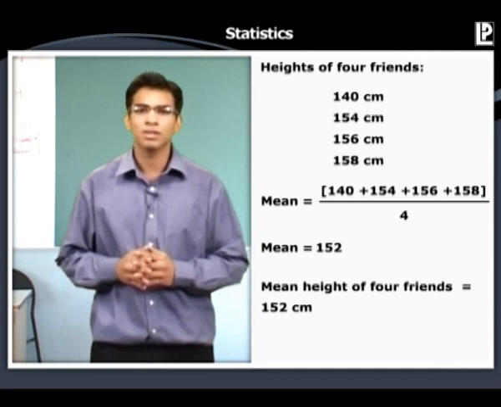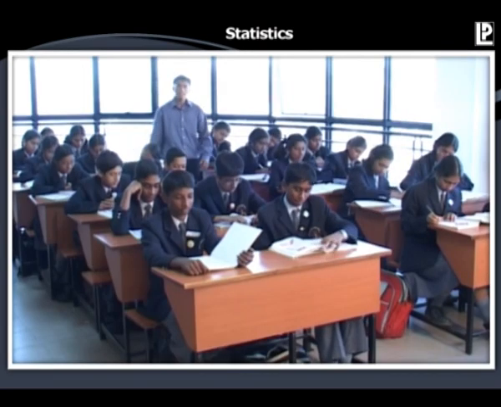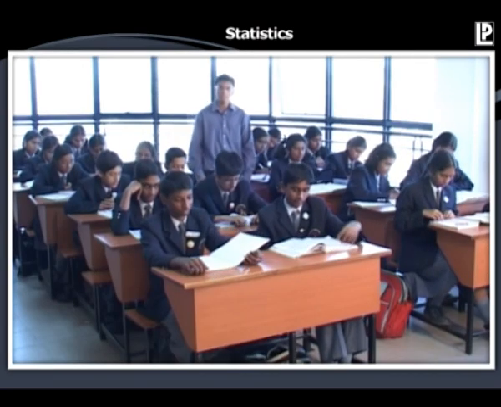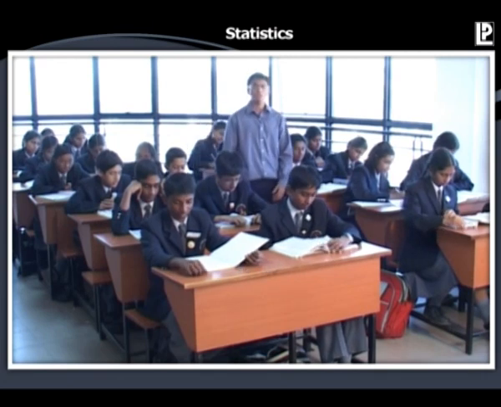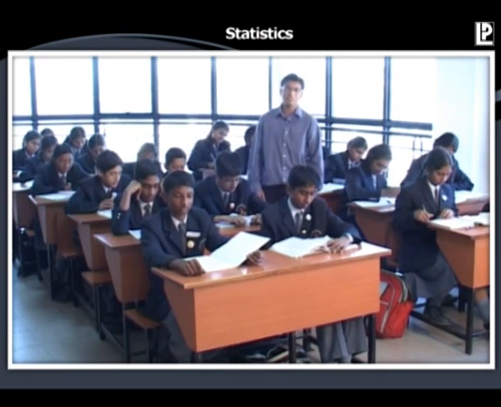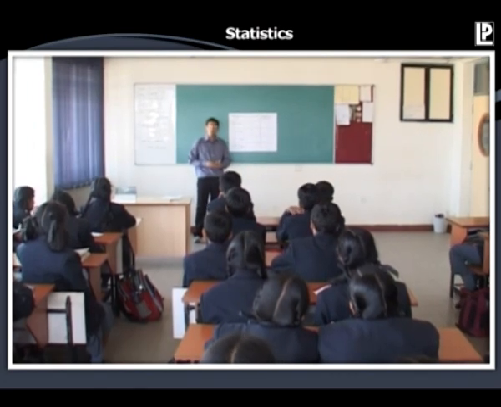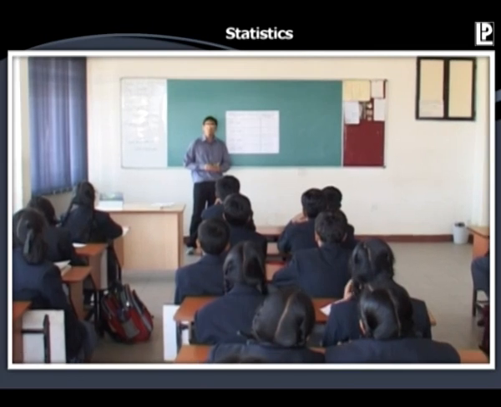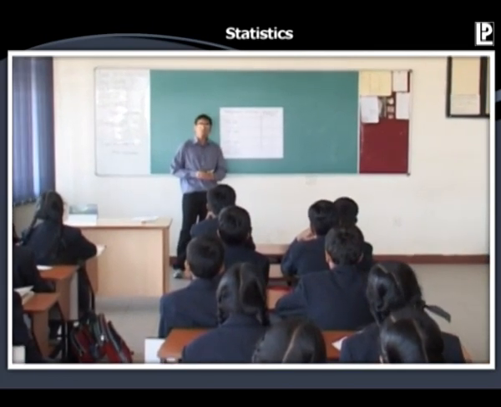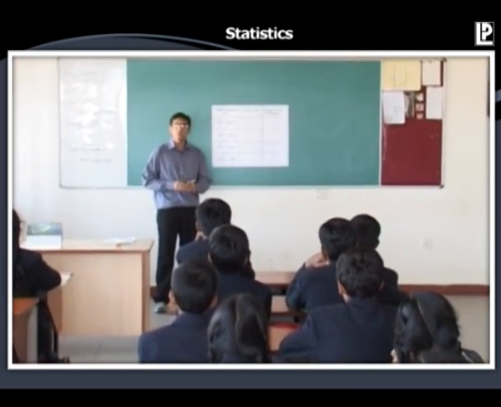When there are many numbers, we group the numbers to calculate the mean. Today, let us find the mean height of the students in this class. The total number of students in this class is 36. Now, let's record the height of each student in centimeters. As the strength of the class is 36, let's group the heights. We've grouped them into 4.